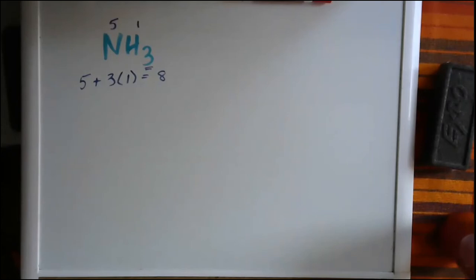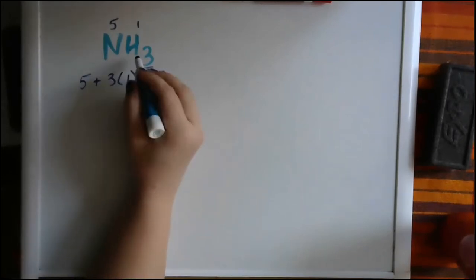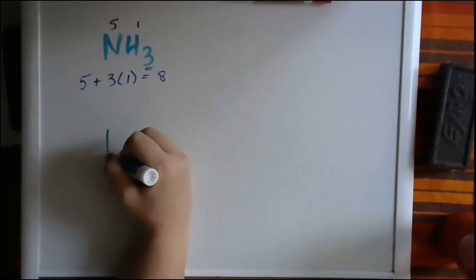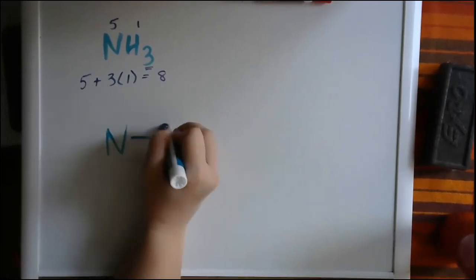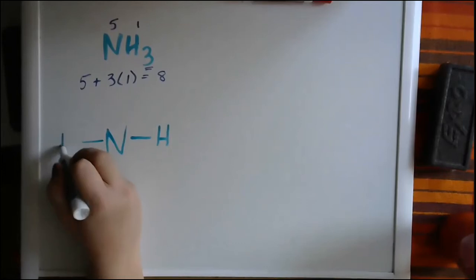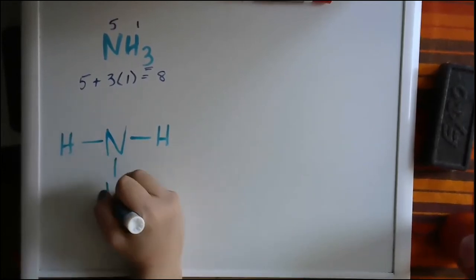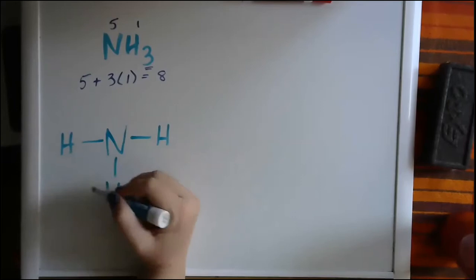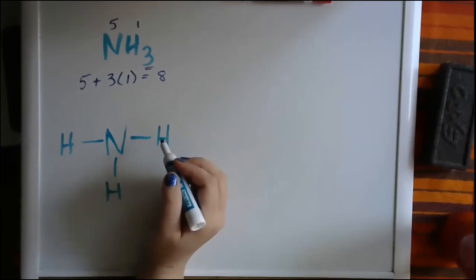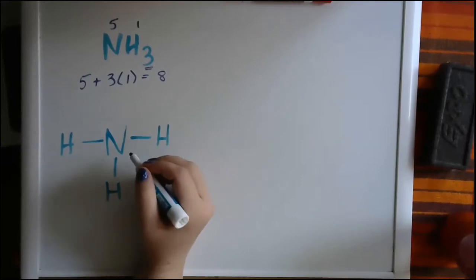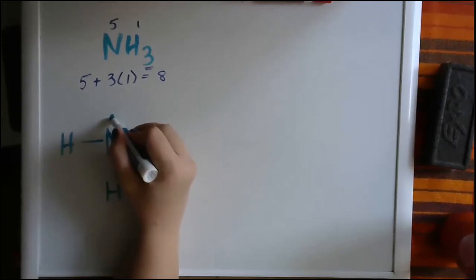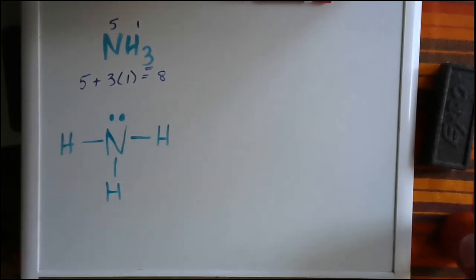So now my next step is I'm going to write out my skeleton structure. Obviously hydrogen can't be a central atom. It's only a terminal atom, so nitrogen has to be in the middle. So I'm going to draw a skeleton structure with nitrogen in the middle and my 3 hydrogens surrounding it. And I'm going to complete the octet of anything that needs its octet completed, which means nitrogen needs a pair of electrons there.